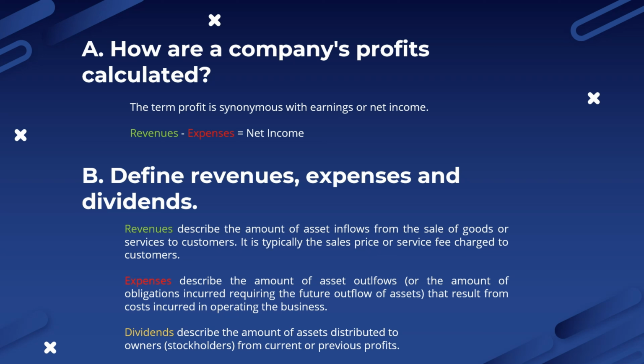Revenues describe the amount of asset inflows, usually cash, received from a customer as a result of sales to the customer. It's typically the sales price. Expenses describe the amount of asset outflows or the incurring of an obligation requiring the future outflow of an asset, or the outflow of an asset that represents a cost of providing the goods or services.